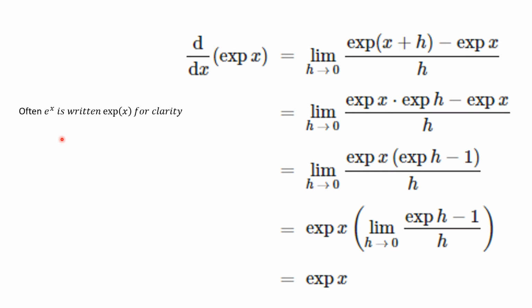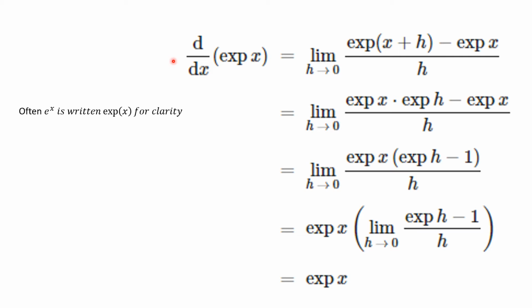Okay, so let's do some calculus, and we're going to start talking about e to the x. Now, e to the x has the base e, that's that 2.71 number, and the variable is up here. Often e to the x is written as exp, standing for exponential of x, for clarity, to show that it is a function and to help people understand that better.